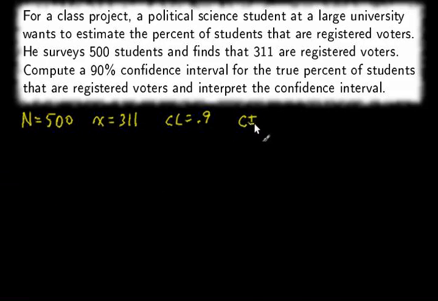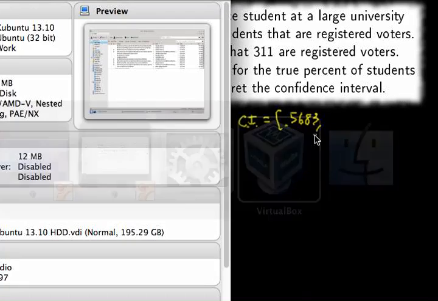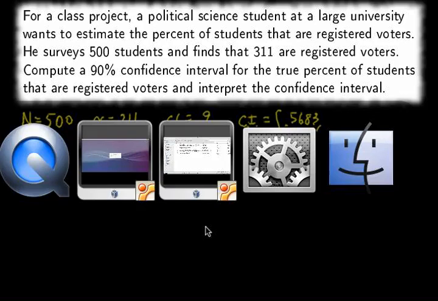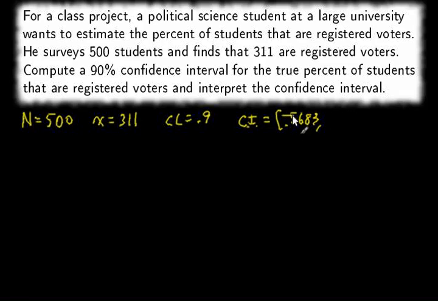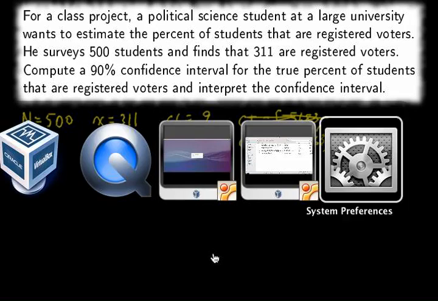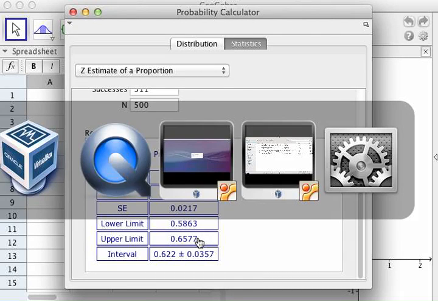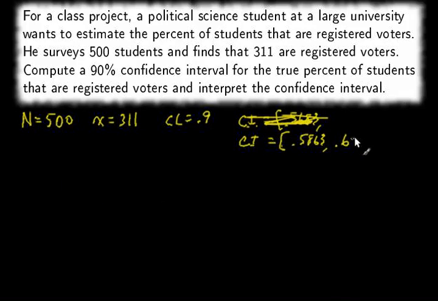So my confidence interval is from 0.5863 to 0.6577.